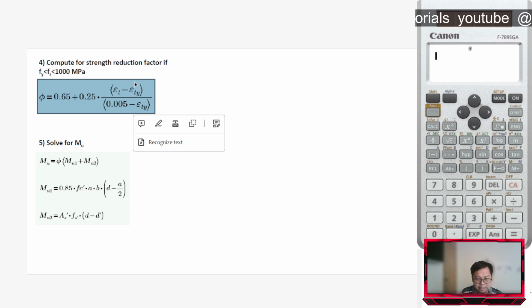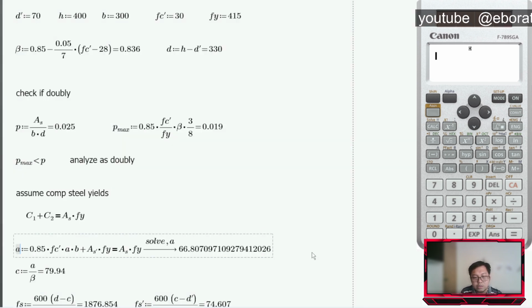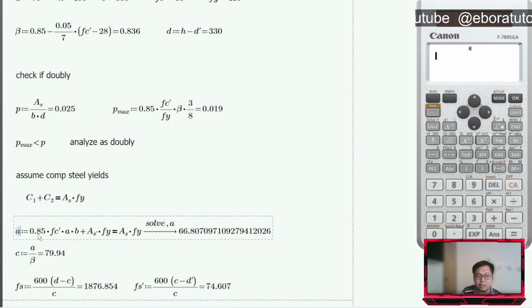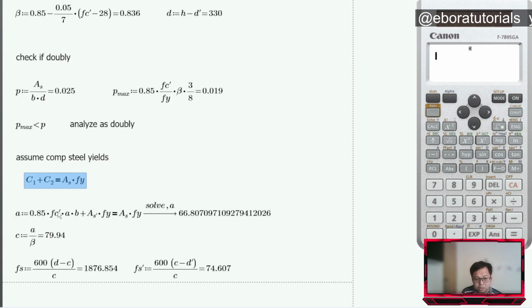But anyway, that's for later na lang yan. Balik tayo dito. So notice, I solved A kasi sa equation na to, only the concrete compression block is the unknown, which is 0.85 Fc prime AB. This is actually C1. C2 is actually As' Fy. And then As. All of these variables are given except for A. Now, nasolve ko ang A.